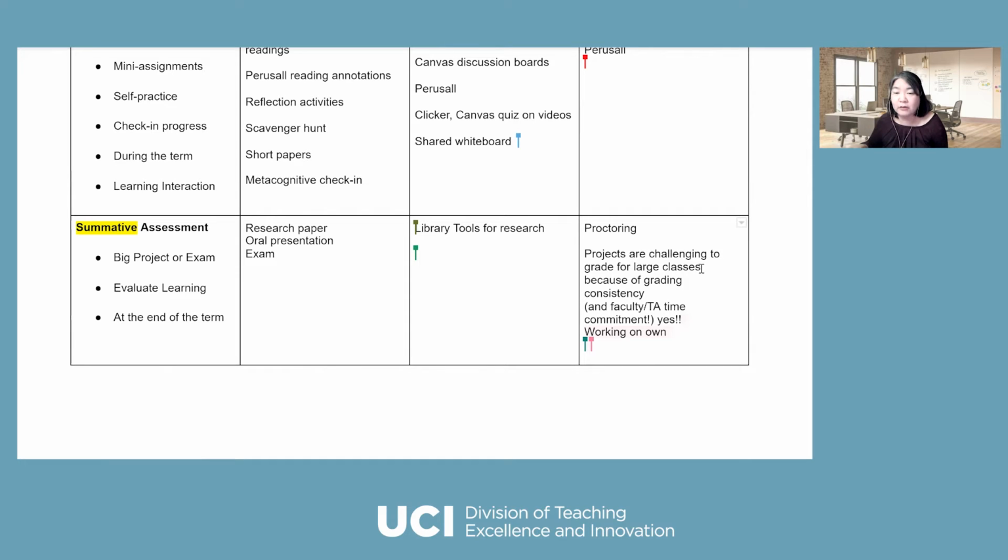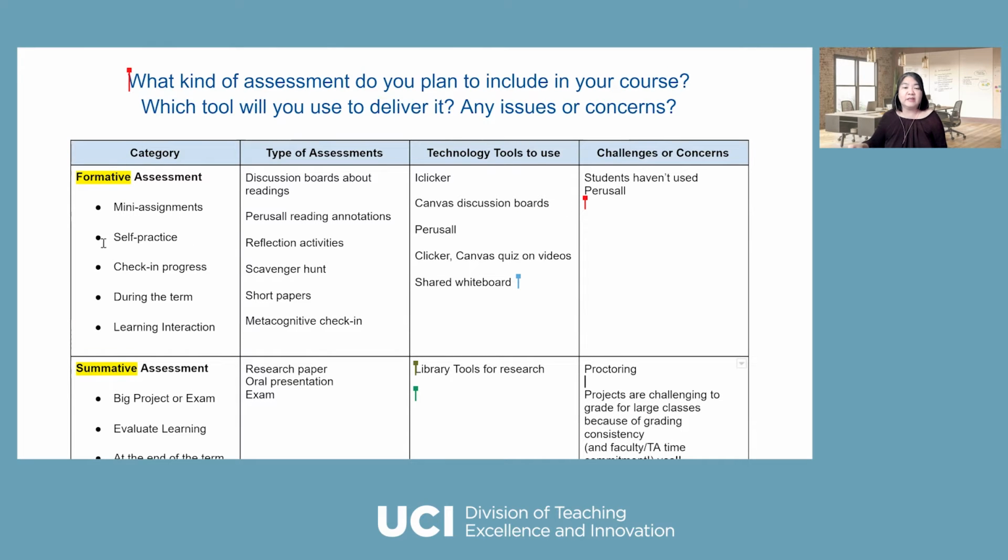So projects are challenging to grade for large classes because of grading consistency. That is very true. So sometimes you may want to consider peer feedback as part of the evaluation, or you want to have a very clear rubric. In that way, the grading consistency could be fulfilled. Working on your own TA time, yes, working on your own. So, okay, feel free to continue filling in these documents.